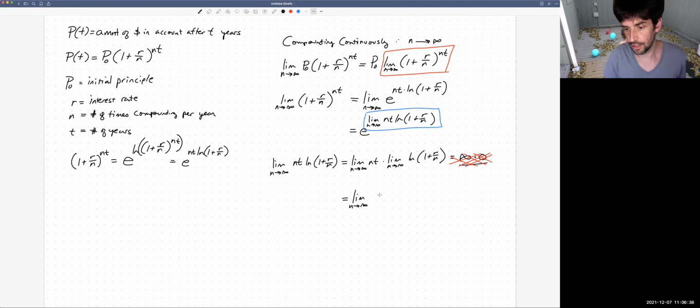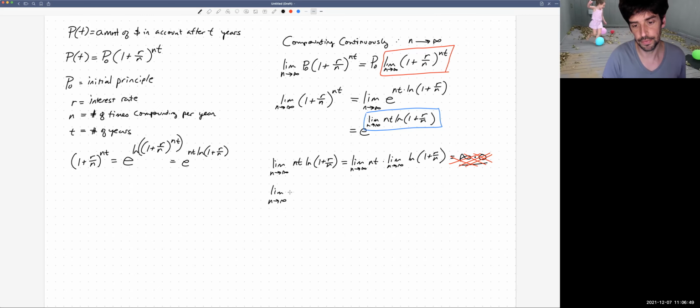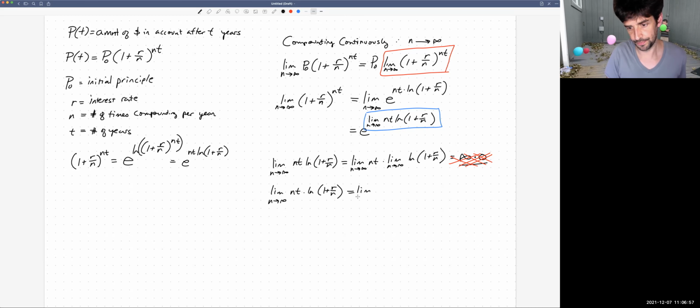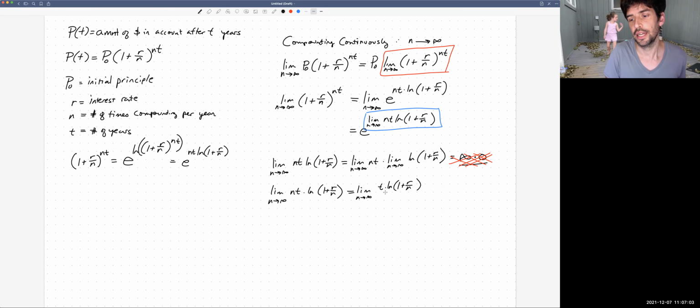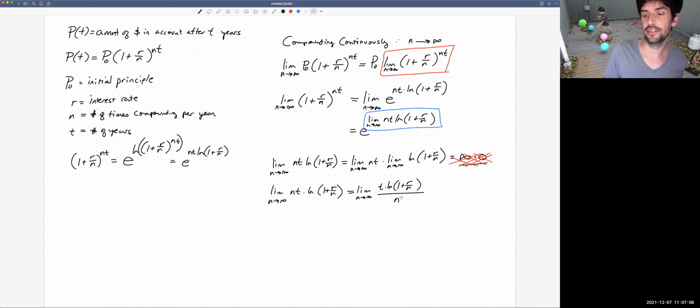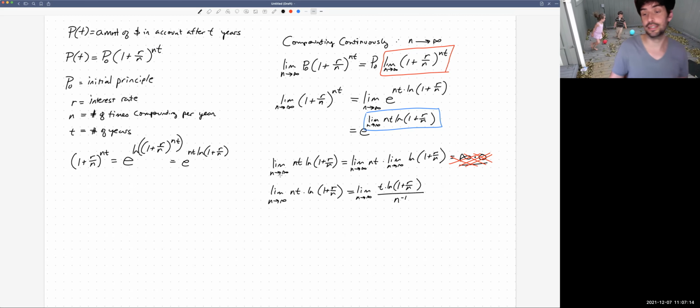I'm going to go back to this first formulation, nt natural log of 1 plus r over n. And now I'm going to leave that t alone, keep the natural log of 1 plus r over n, and put that n in the denominator as an n to the negative 1. The negative 1 tells me that it's the same as having an n in the numerator, which is what we had. So algebraically, these are equivalent, right?